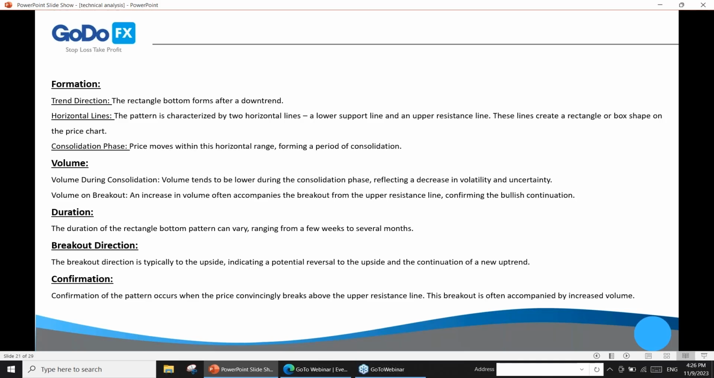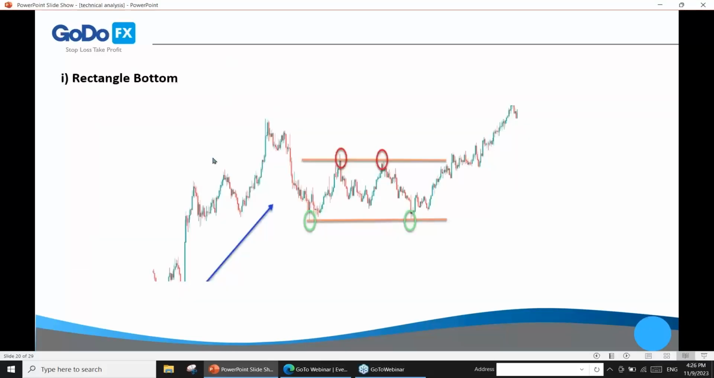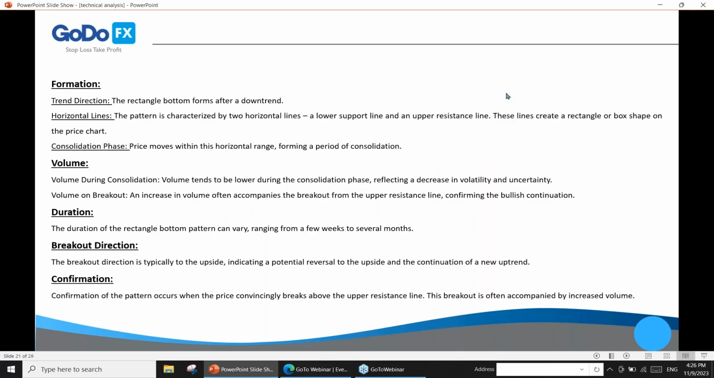Now it is different from the others. So it is a continuation, not a reversal, okay? So the rectangle bottom forms after a downtrend. Here is the downtrend. Then this is the continuation. Then we're gonna have an uptrend.